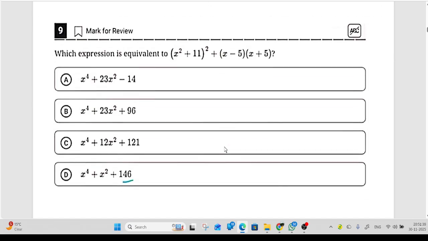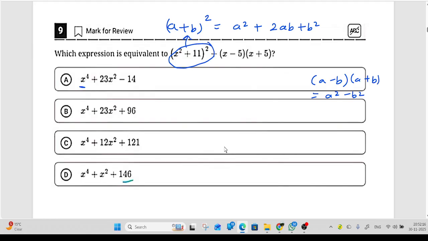Let's see the next question. It says which expression is equivalent to this? Let's see how we are going to work it out. First, we need to look at the options. We have x to the power 4. So there is an identity, a plus b whole square, which is a square plus 2ab plus b square, right? Then we have this identity, a minus b times a plus b, which is equal to a square minus b square, right? So first, we need to apply these identities to solve this.